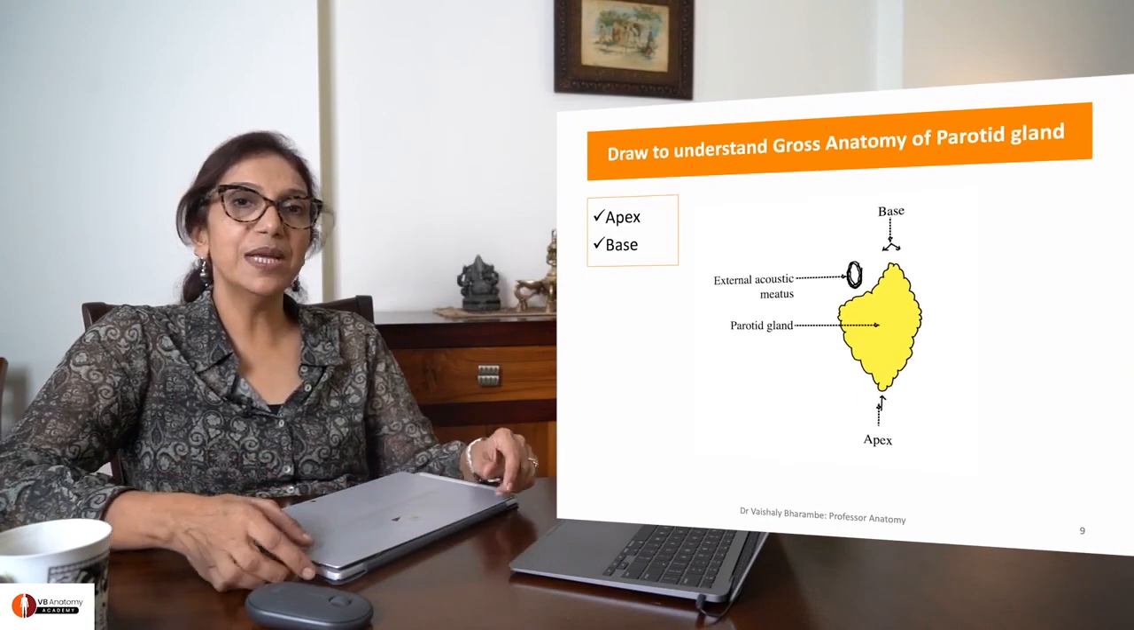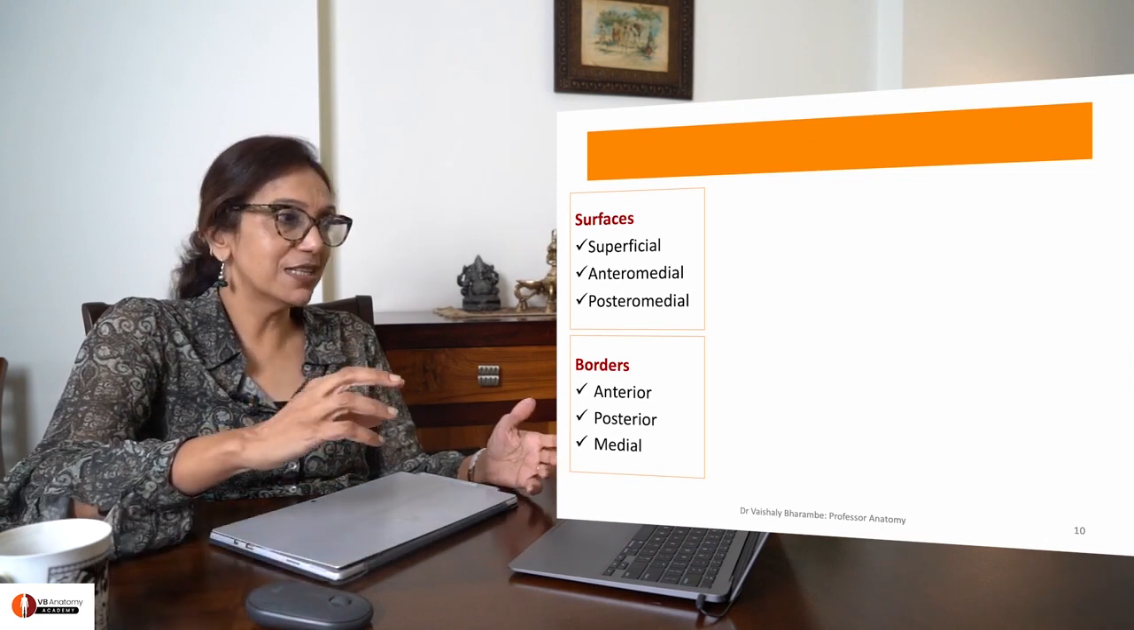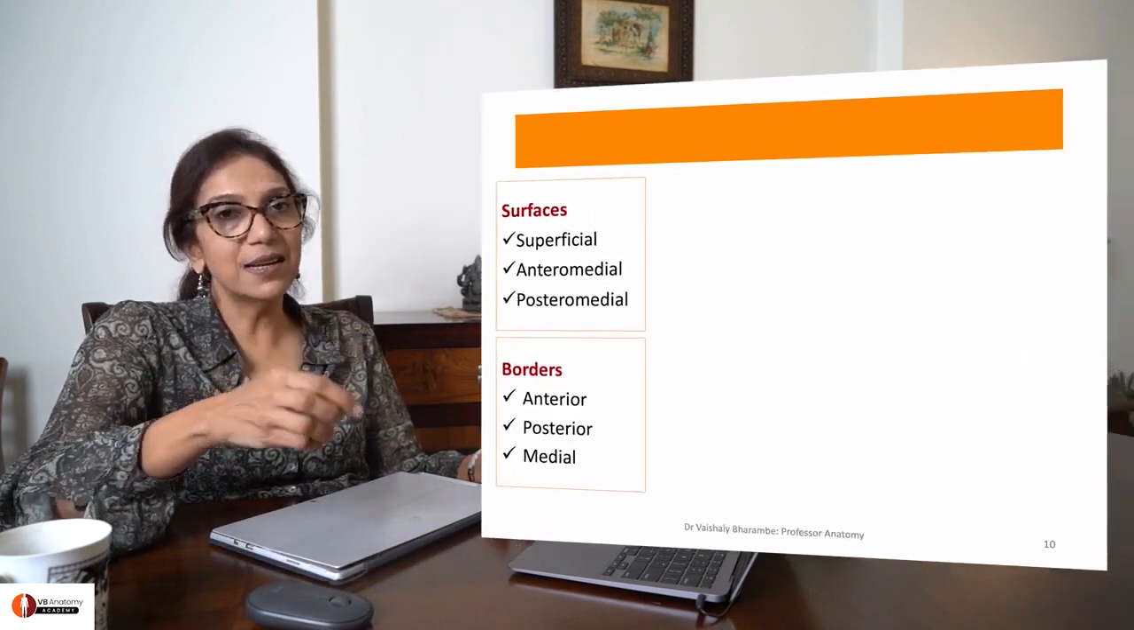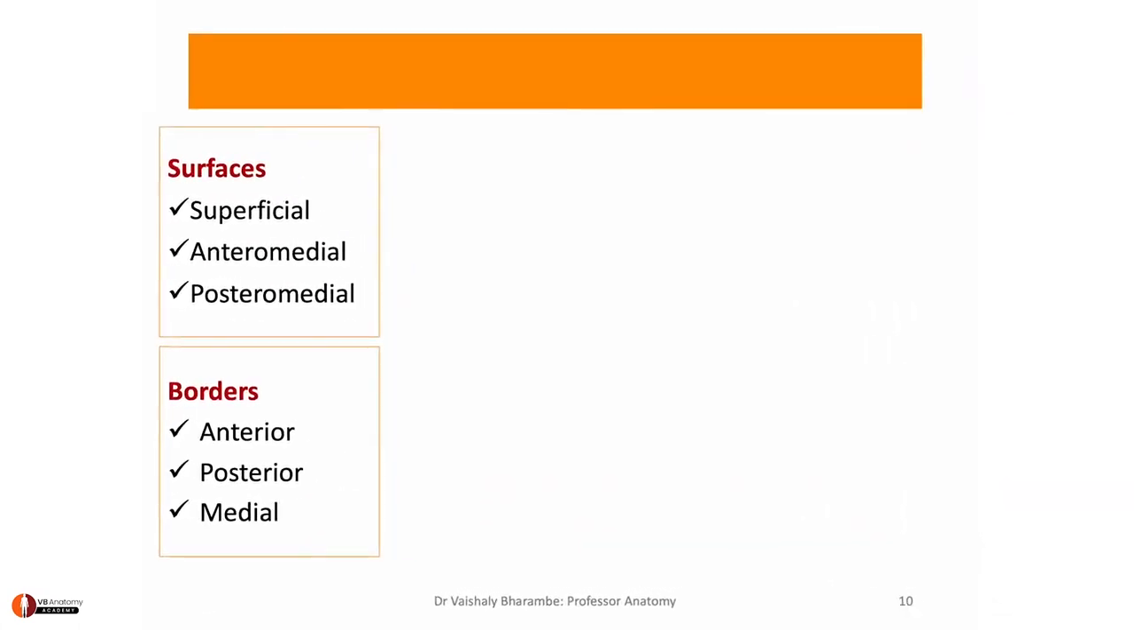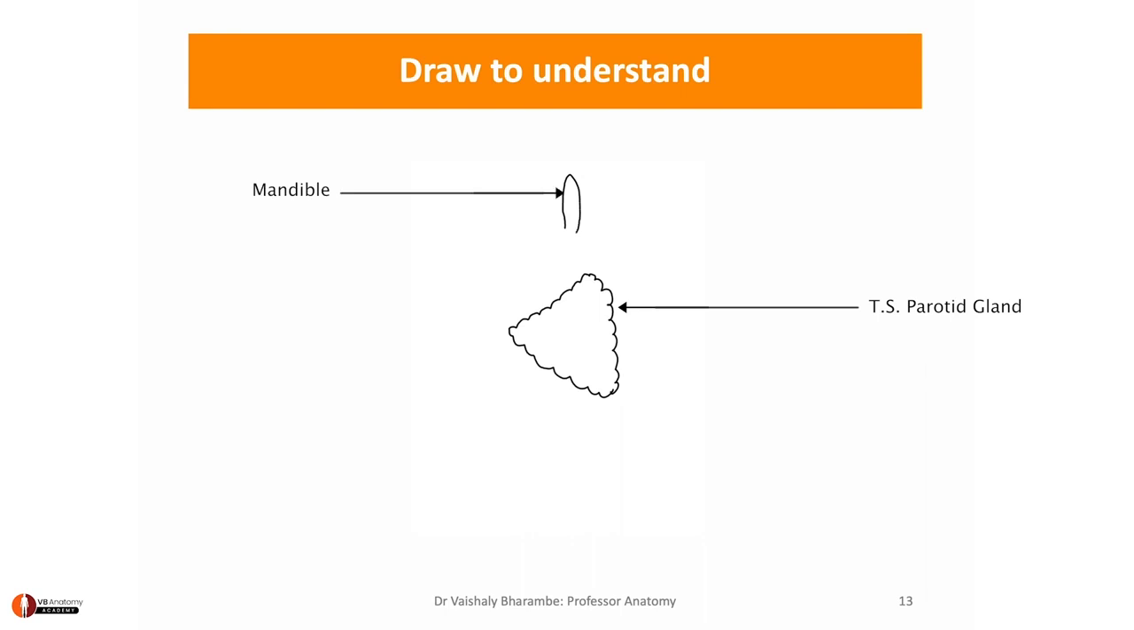Right. If you understood the apex and base, let's go to our next diagram, which gives you an understanding of the surfaces and borders. Start the second diagram, please, students. Students, let's begin drawing the parotid gland. Now we are going to draw a transverse section through the parotid gland. Please ensure that your transverse section looks somewhat triangular. Anterior to this here, the parotid gland is related to the mandible, which on the outside gives attachment to the masseter and on the inside gives attachment to medial pterygoid muscle.